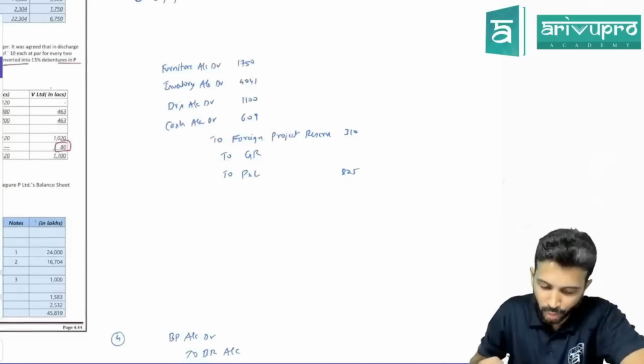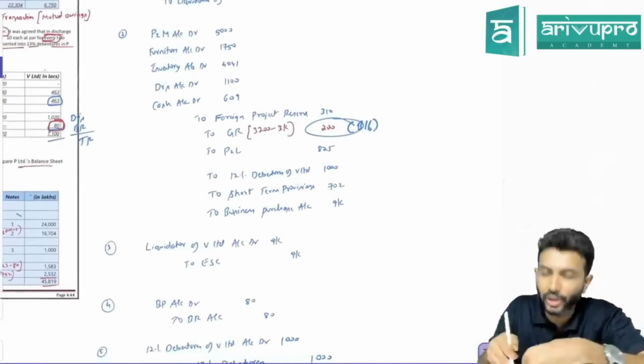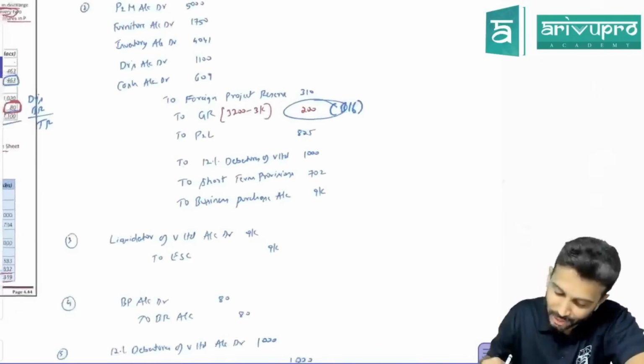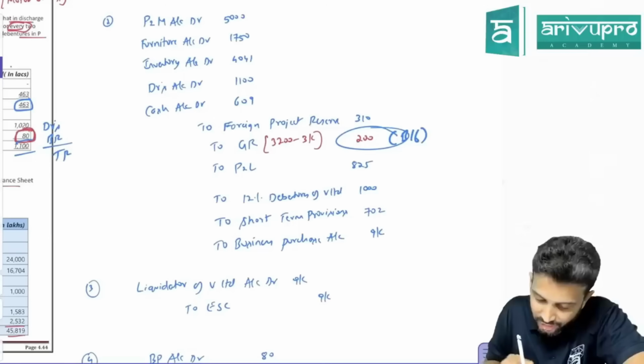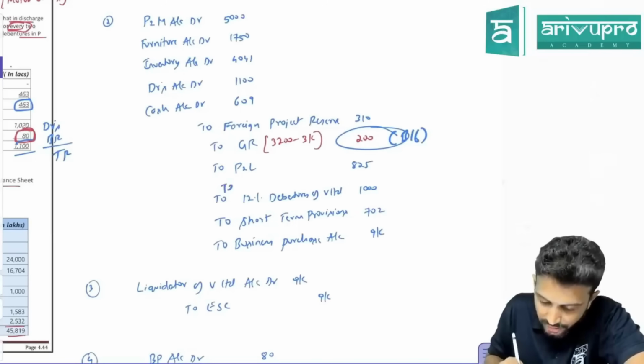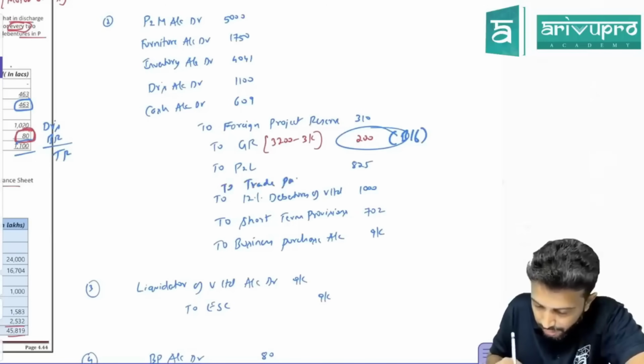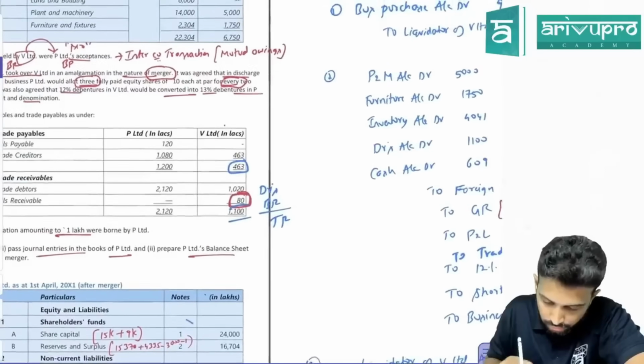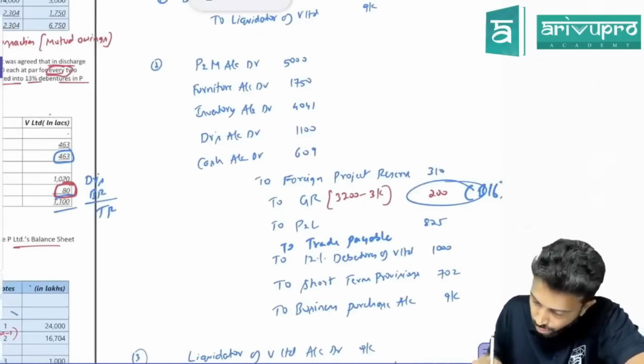Okay, no problem. I think this is just typing. I only wrote it in the morning, so it somehow got missed out. It should come here as trade payable. How much is the trade payable total of V Limited? 463. That should also come.